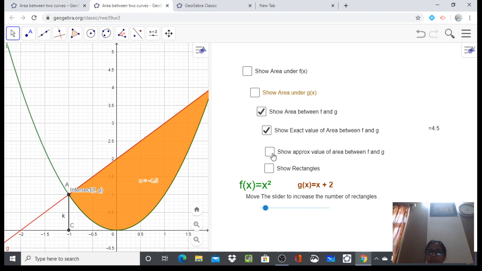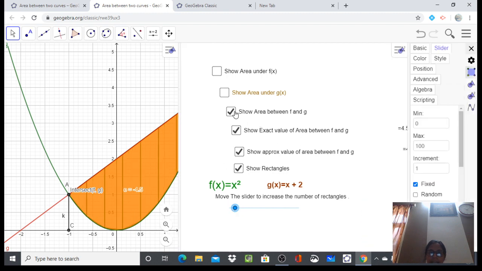And show the approximate value, which we have calculated using the rectangles. The approximate value is 4.43. We have used a slider to increase the number of rectangles. When we increase the number of rectangles or when we decrease the number of rectangles, we will see the change.